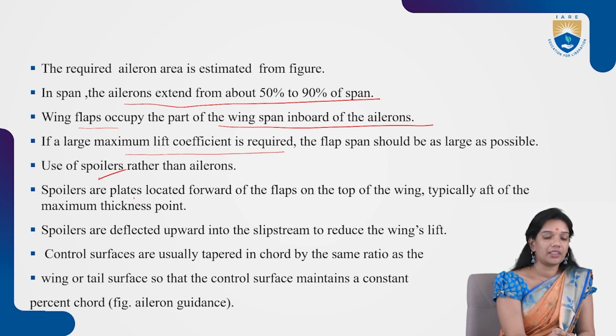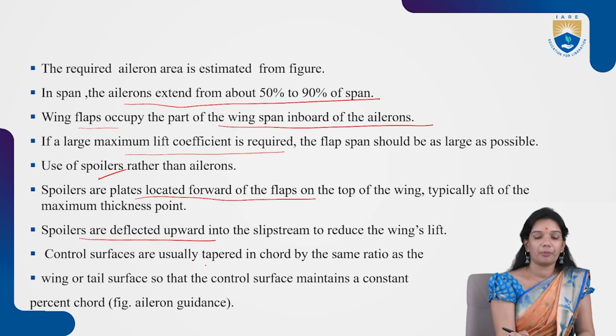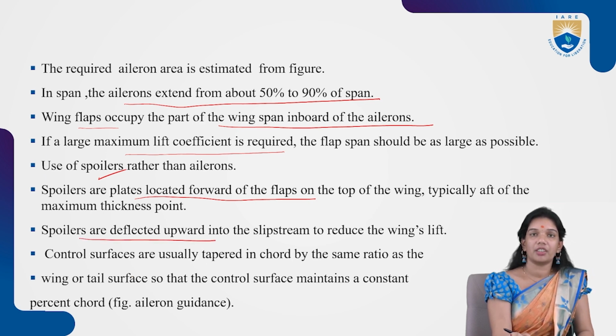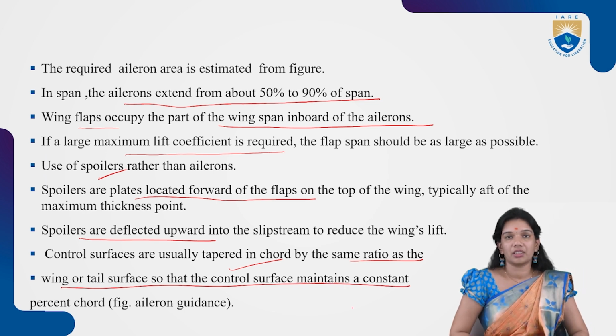The spoilers are located forward of the flaps on the top of the wing, typically aft of the maximum thickness point. These spoilers are deflected upward into the slipstream in order to reduce the wing lift, right? These control surfaces are tapered in chord by the same ratio as the wing or tail surface so that they maintain a constant percent chord. First of all, if I want a maximum CL, I want a large span. For that, instead of having ailerons, let me have spoilers.